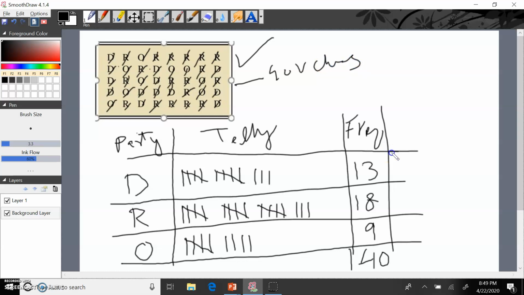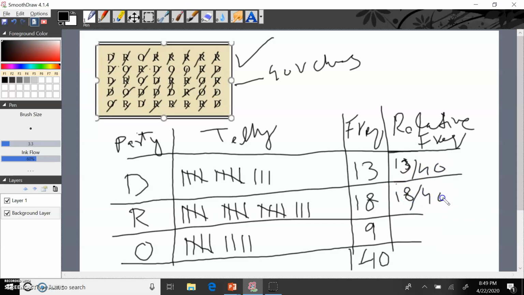The next column we're going to write is called a relative frequency. Let me write a relative frequency. And how do we obtain the relative frequency? You take a frequency and you divide by the total. It's 18 over 40. It's 9 over 40. That's how you obtain the relative frequency.